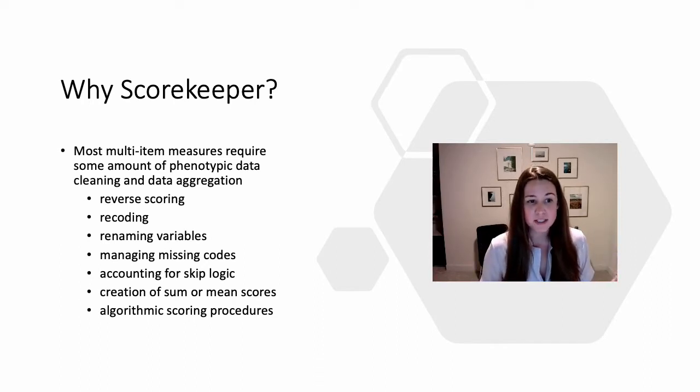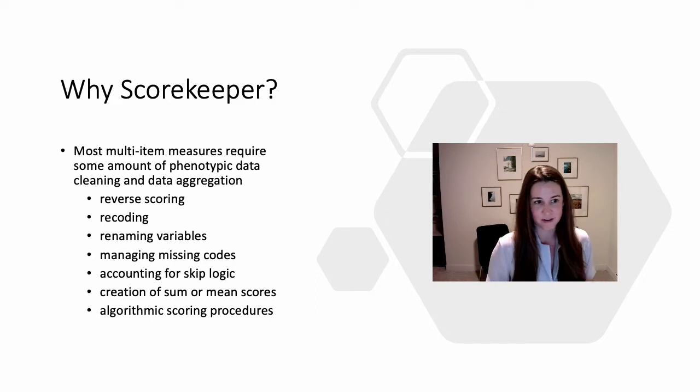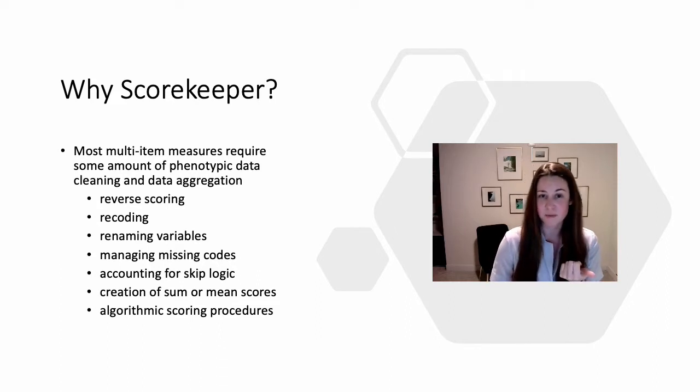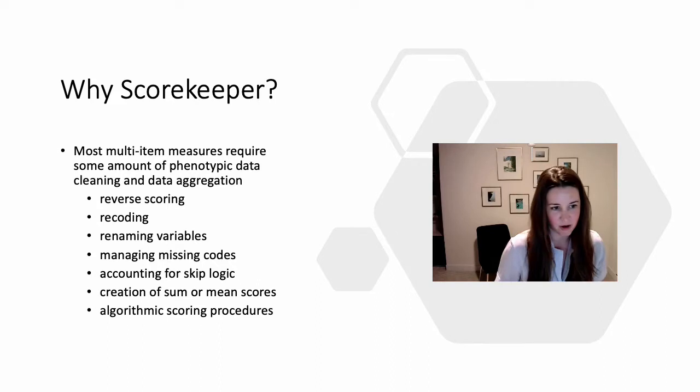Most multi-item measures do require some amount of data cleaning and what I'm going to call data aggregation before you are actually going to be able to put that as your dependent variable or independent variable in an analysis. So examples of this might be things like reverse scoring. Some items in a particular psychological measure might be reverse scored. You would have to recode some things. You may find that whenever someone made that survey initially, they put in that a 1 is never, and you actually think that never should be coded 0, for instance. And so you might want to recode some of your variables.